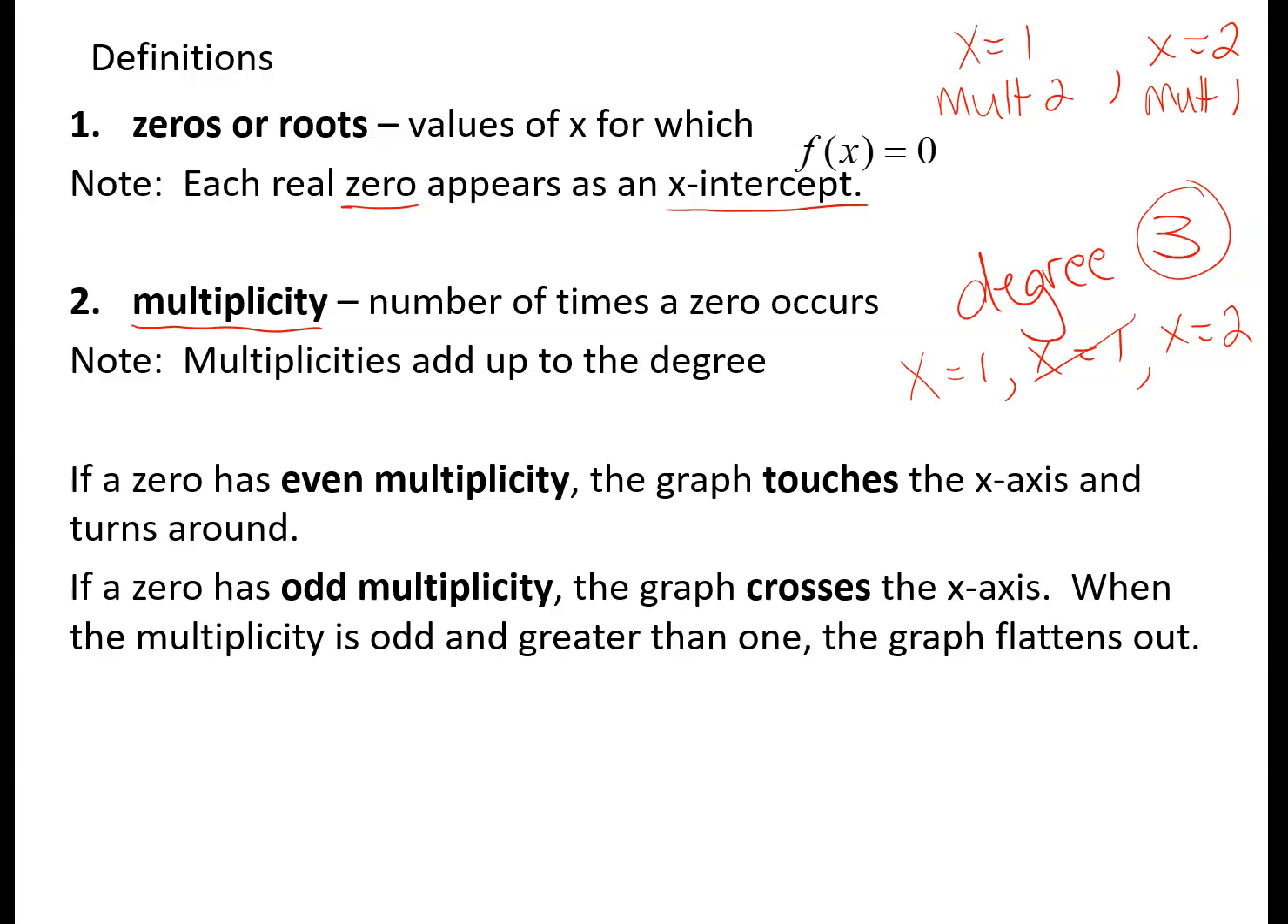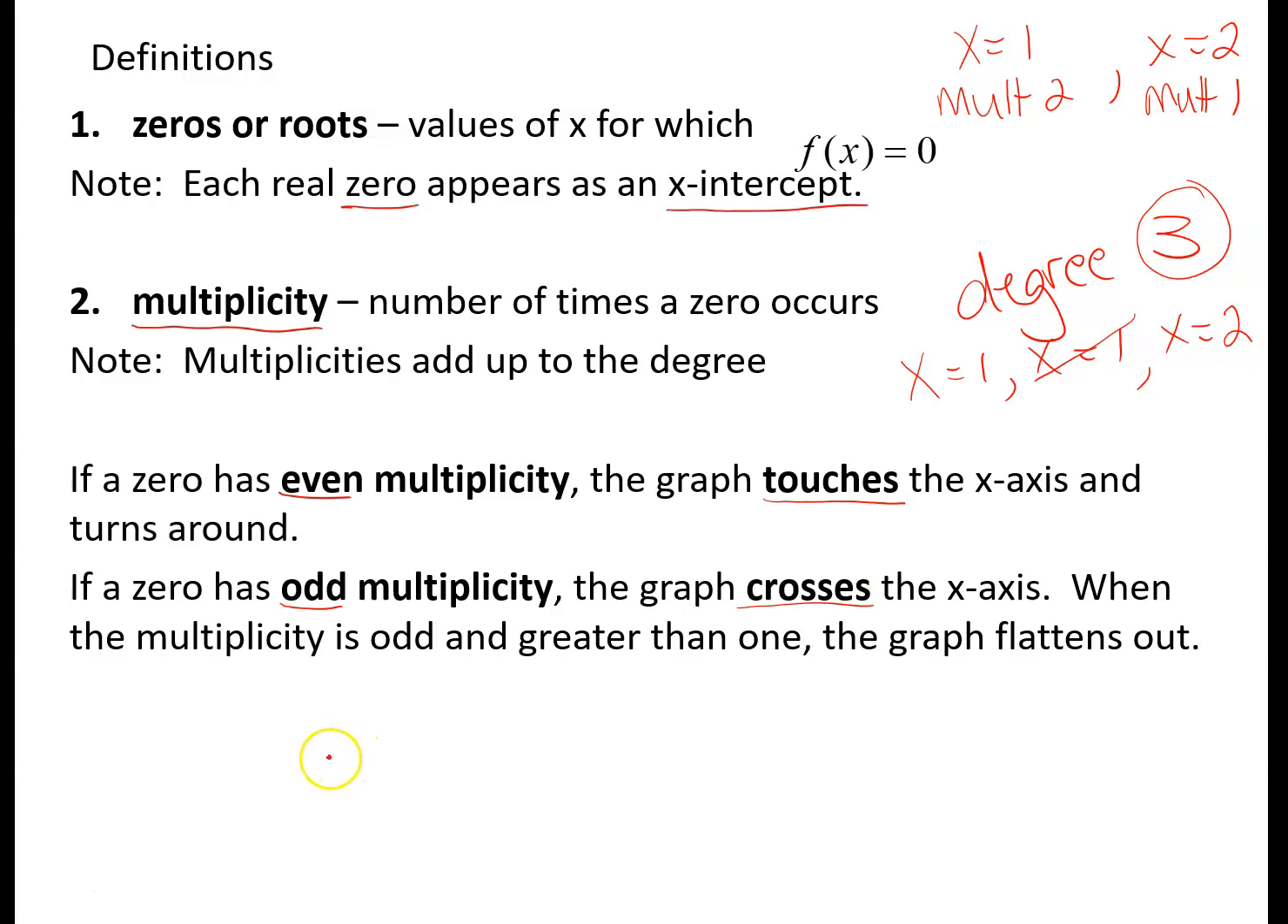Look at the next part of the slide. If a zero has even multiplicity, the graph touches the x-axis and turns around. Even multiplicity, it's going to touch the x and turn around. If it has odd multiplicity, the graph will cross the x-axis.